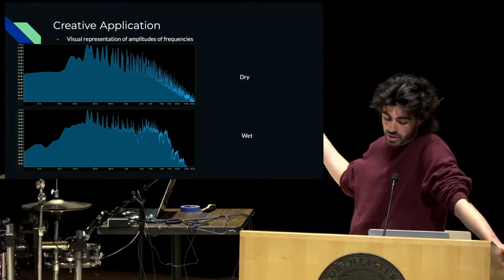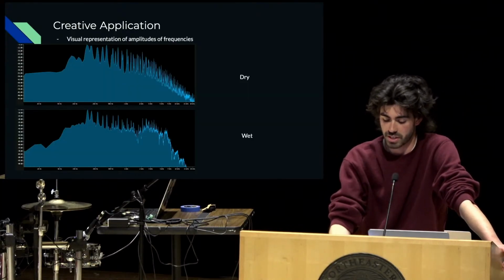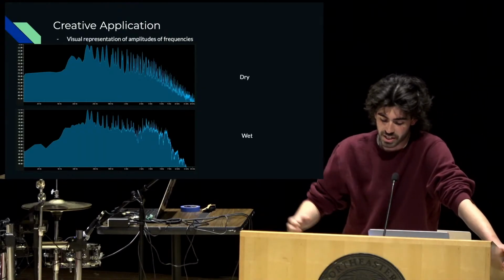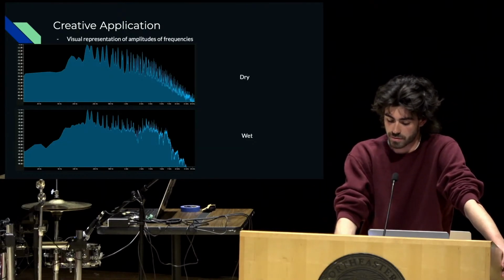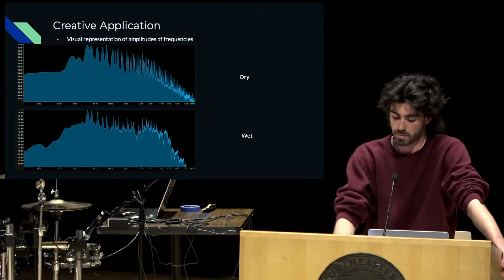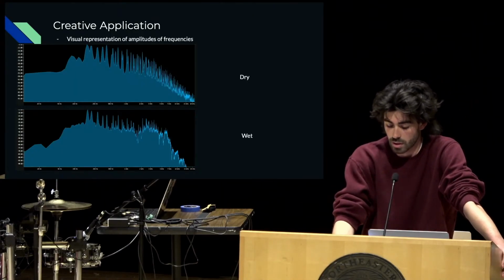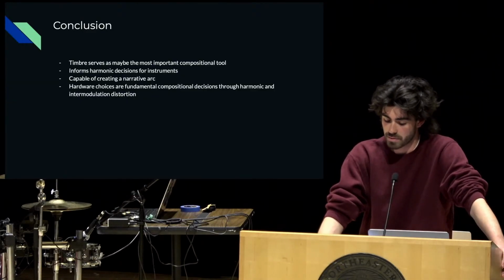And if we look at this visually, one can observe the ways in which both intermodulation distortion and harmonic distortion are present in this application. The wet signal features far more harmonic information in the high end of the signal, and clustering as a result of the sum and difference tones. And the dry signal has a much neater harmonic series, and the roll-off in the amplitude of the harmonics is much more predictable. In summary, timbre was once considered a secondary function of music composition.